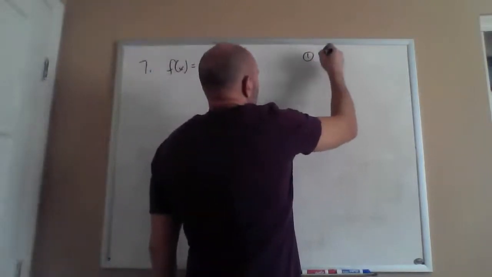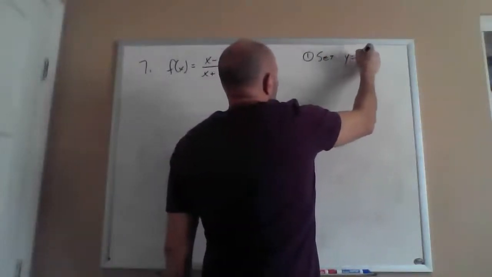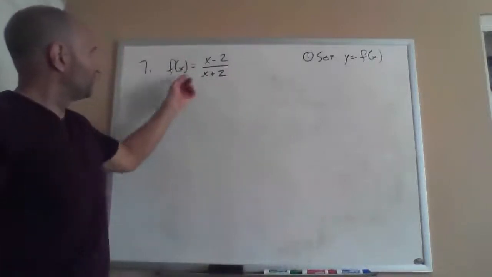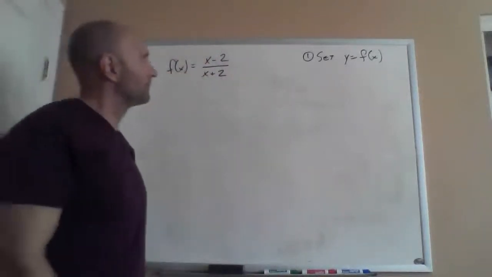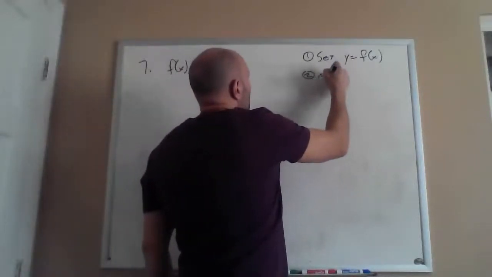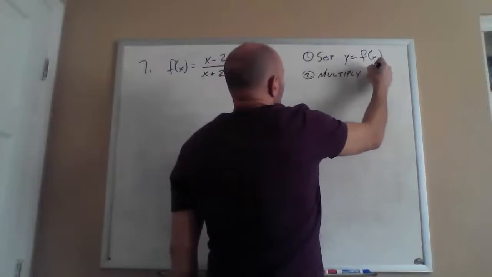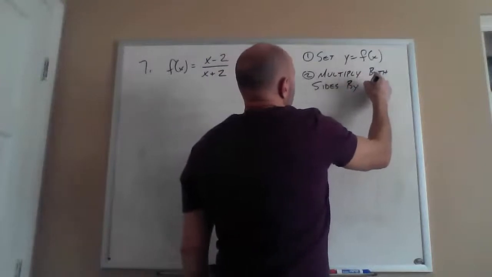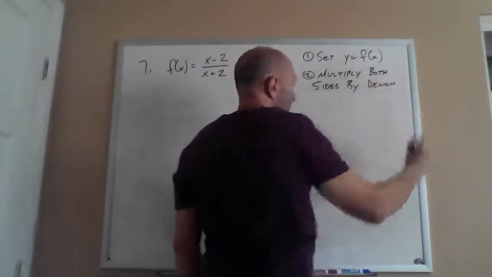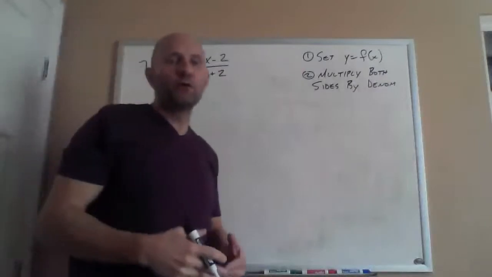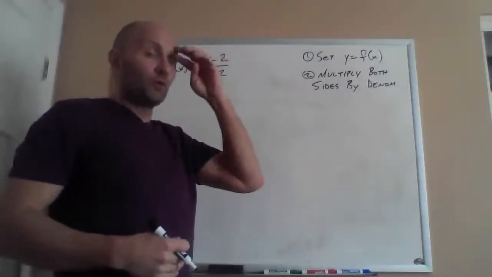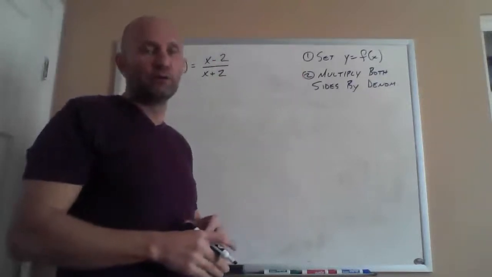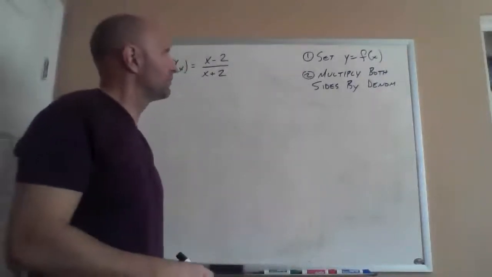So the first thing, just like before, we're going to set y equals to whatever the function is. So in this case, y is equal to this guy. Step 2, multiply both sides by the denominator. And these steps work for every single type of problem like this. So if you're trying to work these steps and all of a sudden something doesn't work, it means that you must have messed something up in an earlier step. These steps will always work through this way.